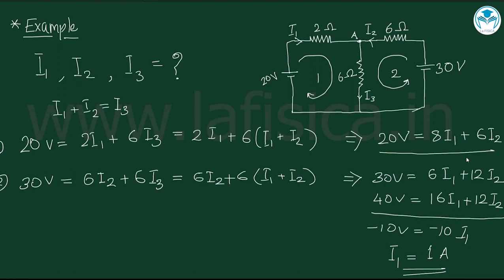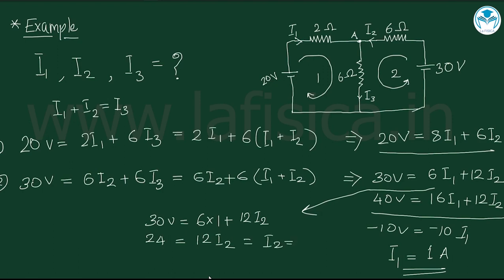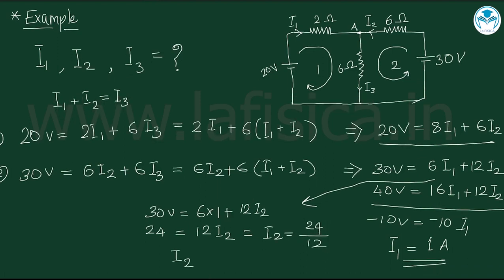Now you can substitute I1 equal to 1 in any one of these equations and find I2. I am substituting I1 equal to 1 in this equation, which gives 30 volt equal to 6 into 1 plus 12I2. I'll take this 6 to this side, that will give 24 equal to 12I2, and I2 equal to 24 by 12, that is I2 equal to 2 amperes.